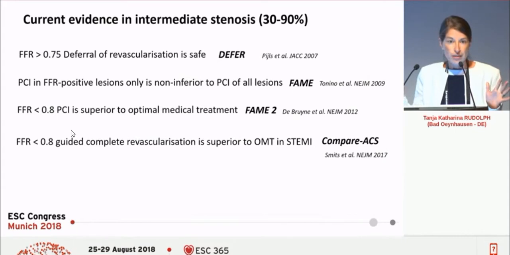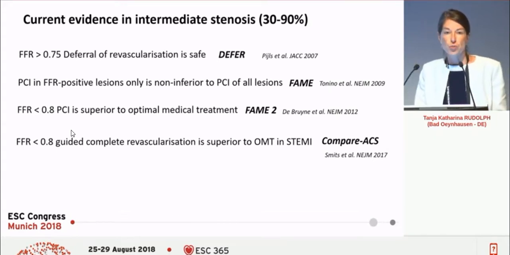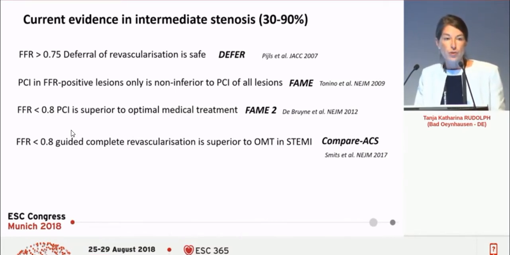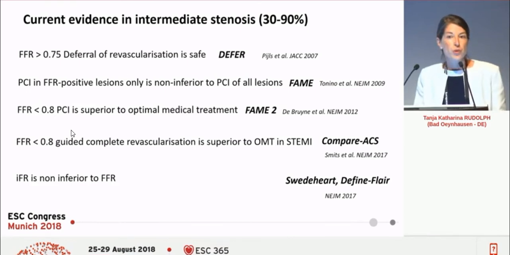Also, this was of big debate over the last years: is it safe even to do these measurements during the acute setting of STEMI? There is one big randomized trial which was published in 2017, and in this trial it has been shown that complete revascularization guided by FFR is superior to optimal medical treatment, even in patients in the acute setting of STEMI. And finally, we also learned from SWEDEHEART and DEFINE-FLAIR that iFR is not inferior to FFR.